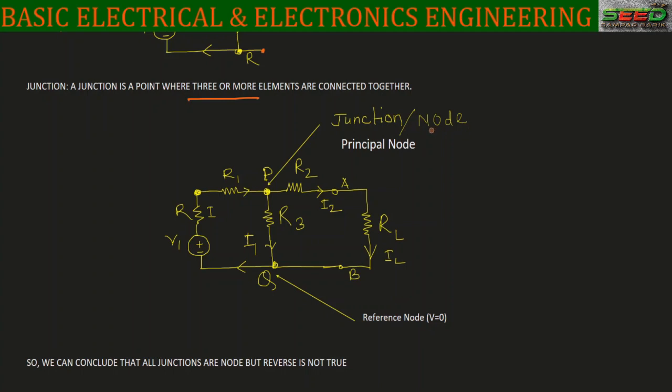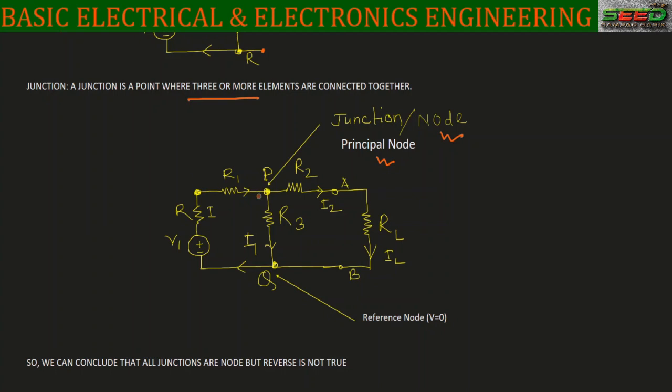As we know, a junction can also be considered as a node, because in a node we have two or more elements connected. Here two elements R1, R2 are connected together with R3 also connected. So a junction can also be considered as a node, and where three elements are connected together, that can also be considered as a principal node.